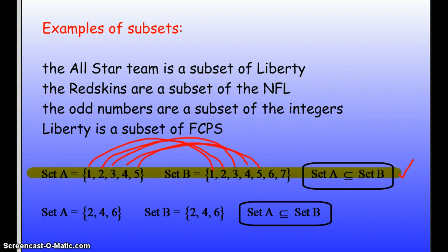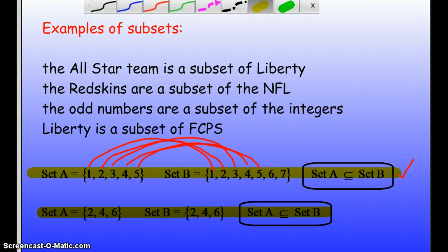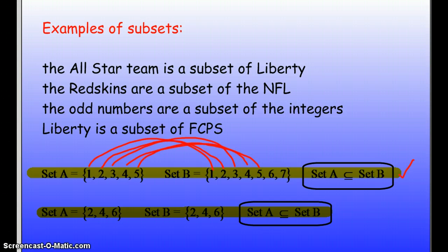Okay? Let's look at the second example. Set A, the elements are 2, 4, and 6, and set B, the elements are 2, 4, and 6. So once again, by definition, every element in set A is in set B, and that's correct. Therefore, set A is a subset of set B. Now, one thing that you're probably noticing here is you're probably saying, hey, this is kind of weird. It's the exact same set. Okay? But by definition, that is still a subset.